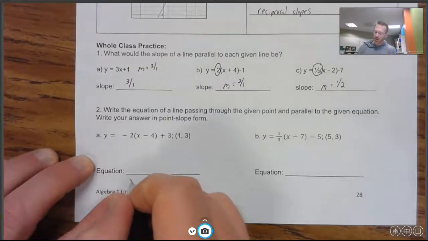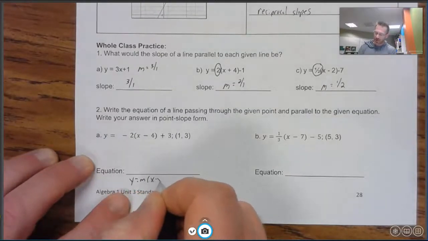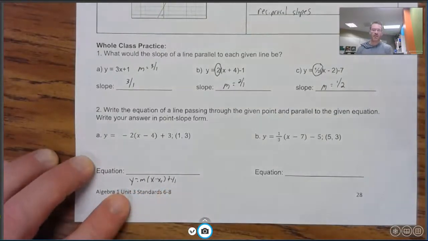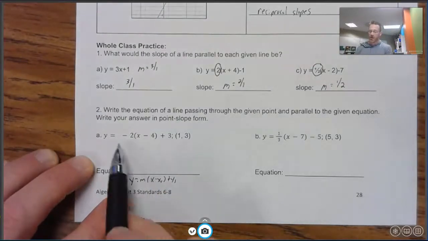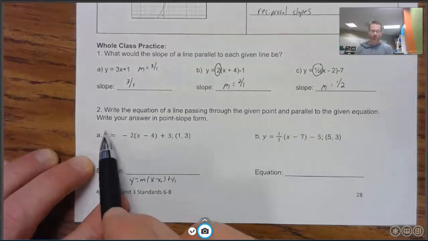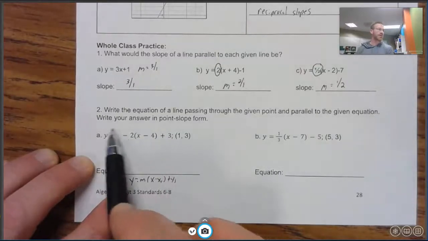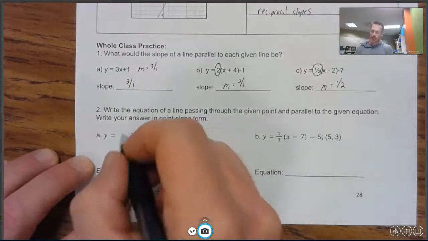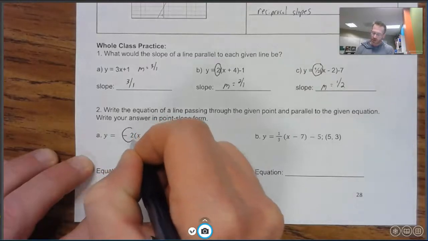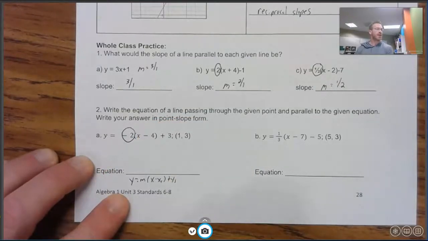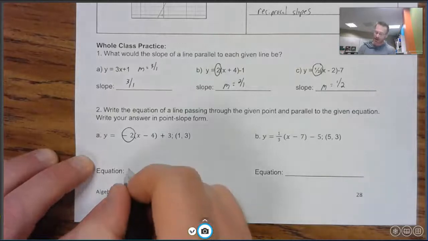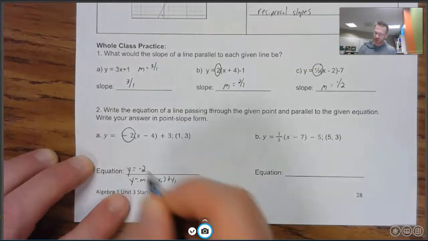All right, so once again, x minus x1 plus y1, this is our blueprint for our line. Notice, here's the given line, and we want our line to be parallel, so we want the exact same slope. So when I look, here is the slope of this line. And so I'm just going to take that and use that exact same slope in my new equation.